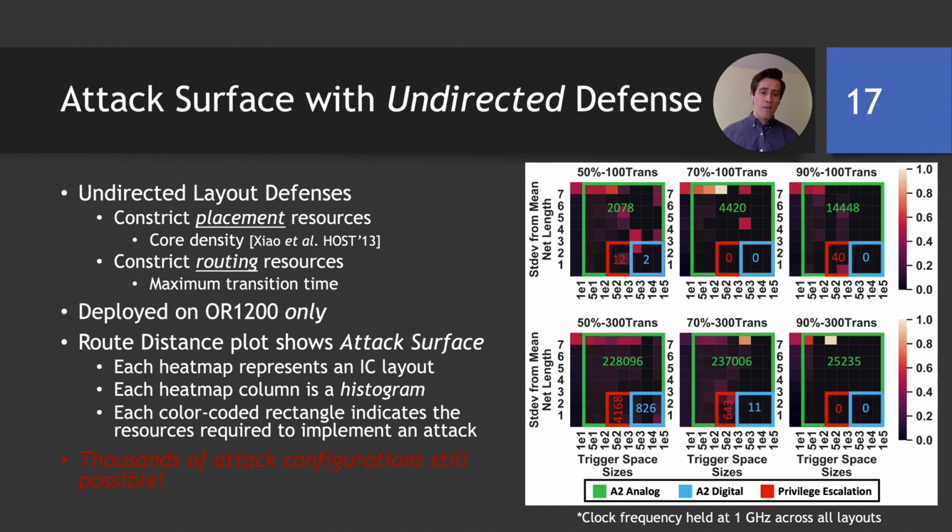These results confirm the intuitions behind layout level defenses that constricting either core density or maximum transition time constraints during the place and route process produces layouts that are more compact and thus more secure. However, unfortunately, these results also show that there are thousands of ways a Foundry side attacker can insert hardware Trojans even within the densest circuit designs.